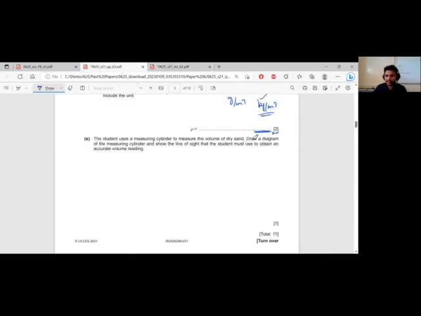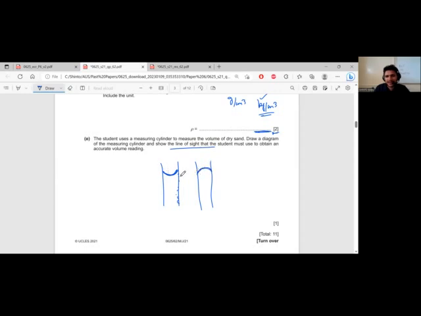In the next question, we are supposed to draw a diagram of the measuring cylinder and show the line of sight of the student. Now, I want to connect it to a different question as well. Like you have a measuring cylinder, and values are written over here like this. And you fill some liquid in it, let's say water. Now, water has a specialty. Its adhesive properties are more than its cohesive property. So it will form a meniscus that looks like this, unlike mercury, which forms a meniscus like this.